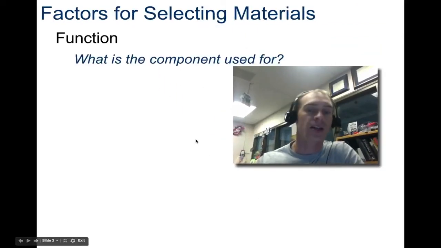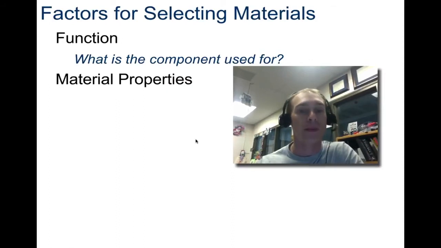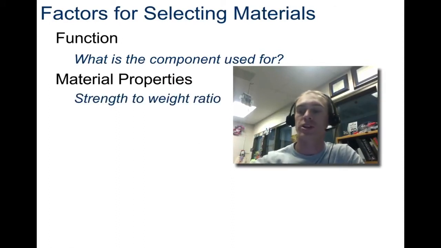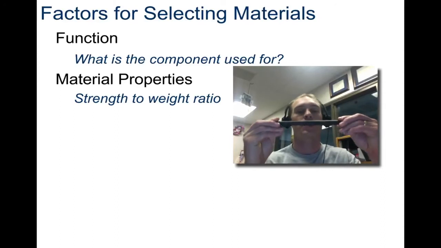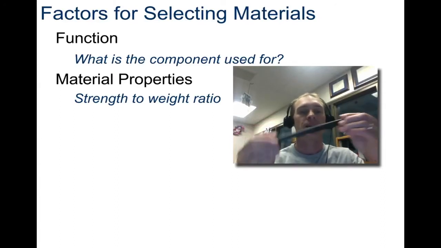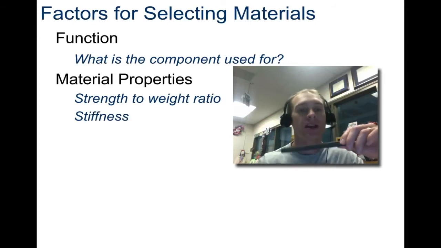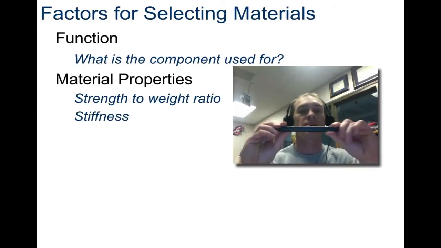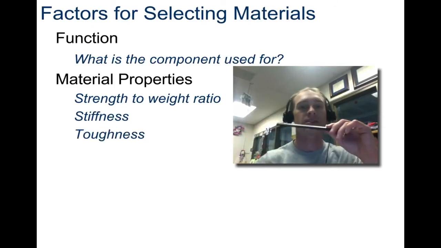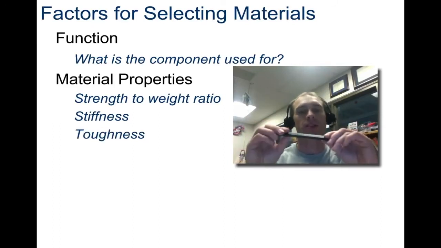There's function, what's it going to be used for. Then there's some properties. So one is strength to weight ratio. Here's a carpenter's pencil, a little wood pencil. And it's strong and it's relatively light. Then you look at stiffness. A wooden pencil is quite stiff. There's very little flex, very little bend to this. Toughness, it's relatively tough. You can dent it fairly easily.